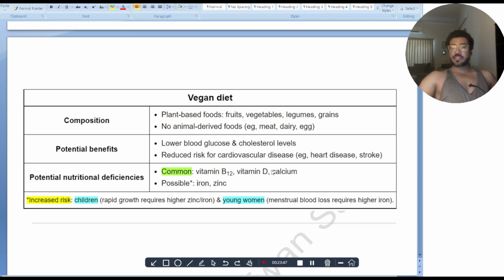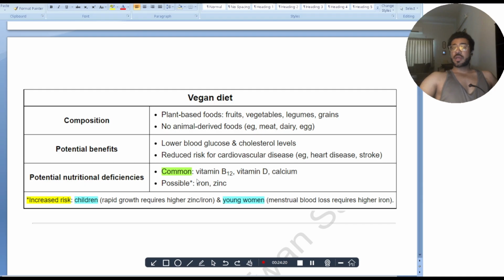When it comes to calcium, calcium is usually found in animal derived protein sources such as milk and meat as well. Same goes for iron as well, since iron is present in myoglobin when animal meat is consumed. When it comes to vitamin B12, this is also found in meat. So the most common deficiencies include calcium, vitamin D, B12, and iron.